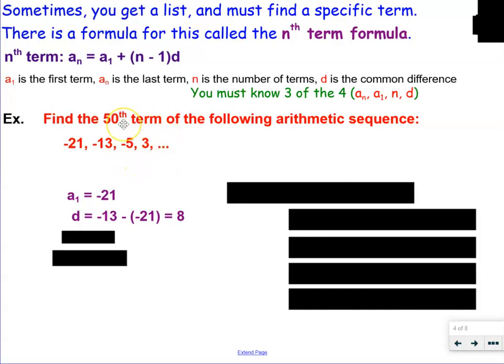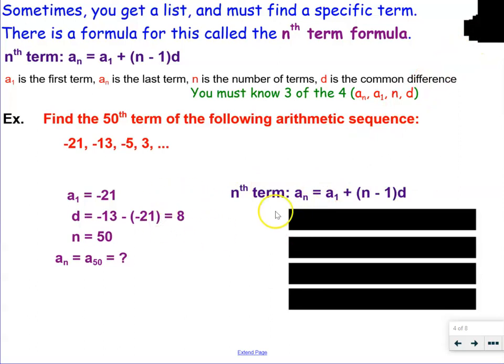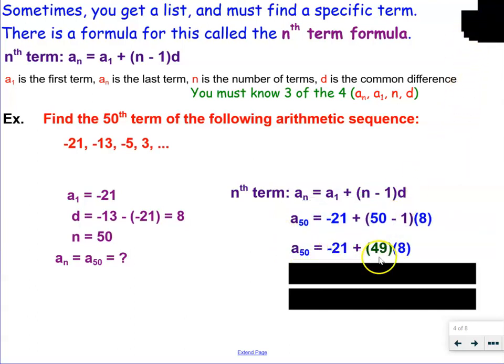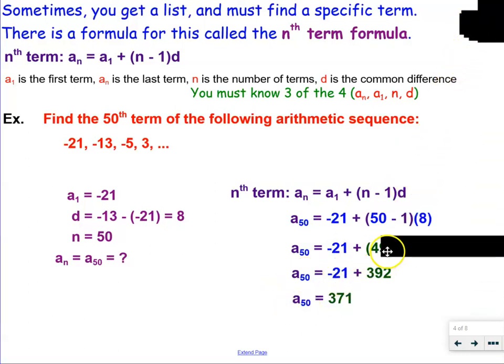But I want to go all the way to the 50th term. It'd take forever to go one by one. So use the formula. We know n is 50. That's a term number. So we're trying to find a sub n, the last term, which would actually be a sub 50. When we're plugging into this formula, I'm plugging these 3 numbers in. So 50 goes for n. a1 is negative 21. n is 50. d is 8. From here, you just type it in the calculator. Once you plug in all the numbers, you're good. But I'm going to show you the steps one at a time. So I'm going to do 50 minus 1 to get 49. Then I'm going to multiply 49 and 8 to get 392. Then I'll combine terms to get 371. So the 50th term of this list would be 371.